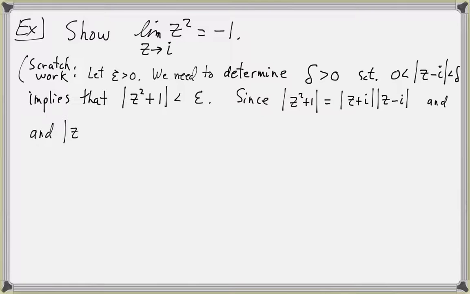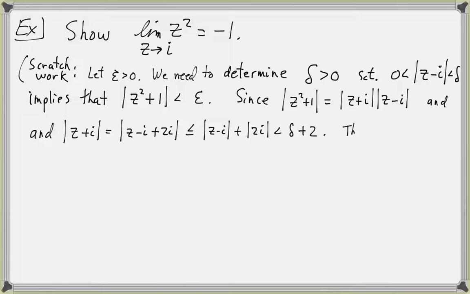So I can write the absolute value of z plus i. If I add and subtract an i from inside, this will be the absolute value of z minus i plus 2i, and by the triangle inequality, this will be less than or equal to the absolute value of z minus i plus the absolute value of 2i. And so if I let |z minus i| be less than delta, then this quantity will be less than delta plus 2, which is the absolute value of 2i.